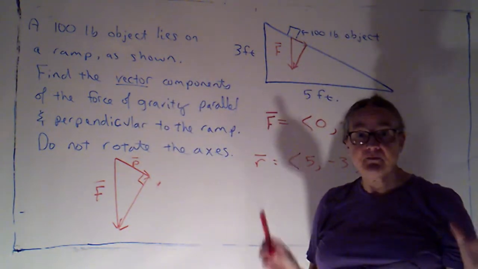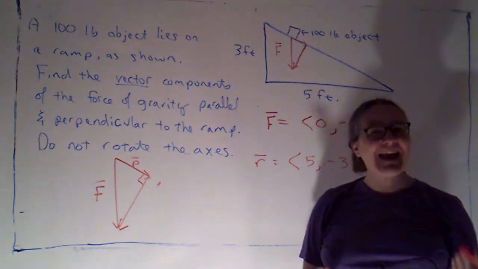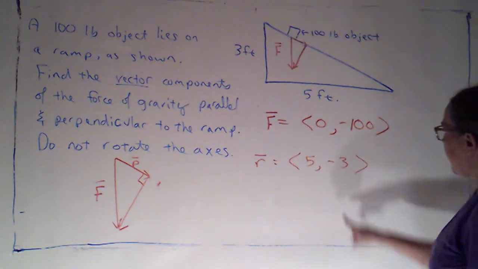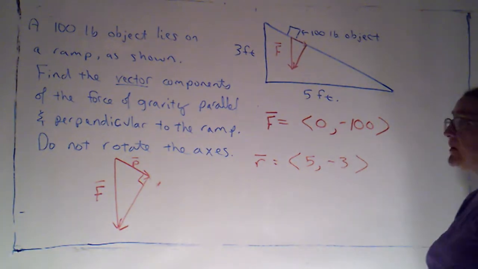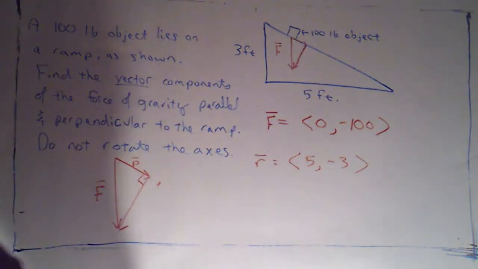But it doesn't matter. If you chose to be going up and to the left, you would just get a negative multiple of that ramp vector. All right, excellent. So there's my ramp vector. Now, if I wanted to, I could normalize that to get a unit vector. I think I'm just going to work with it as is.